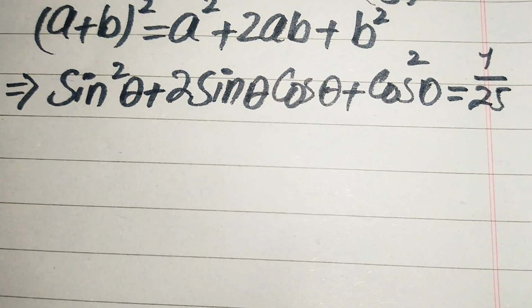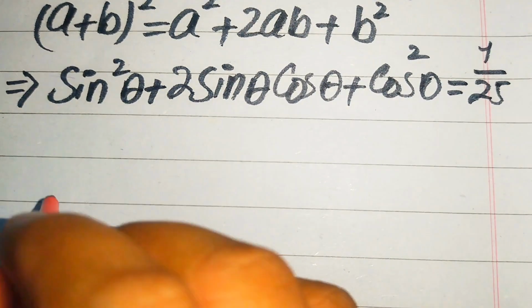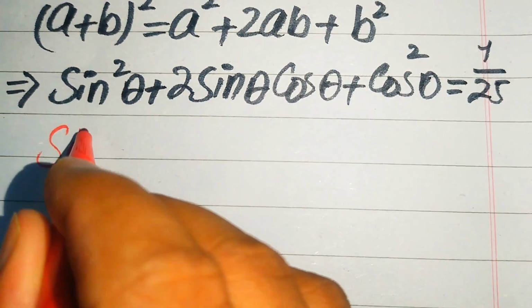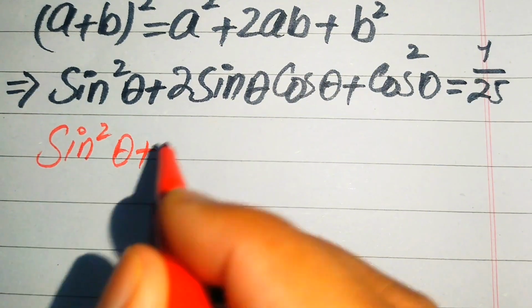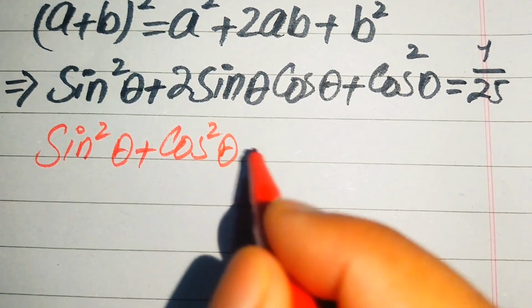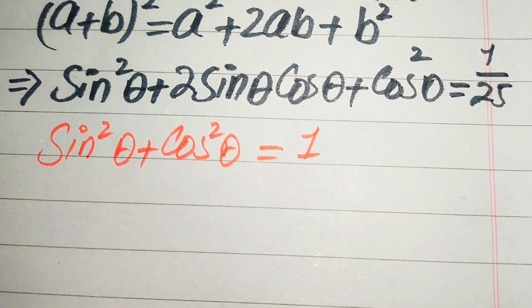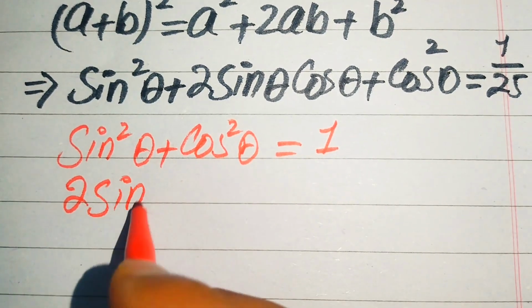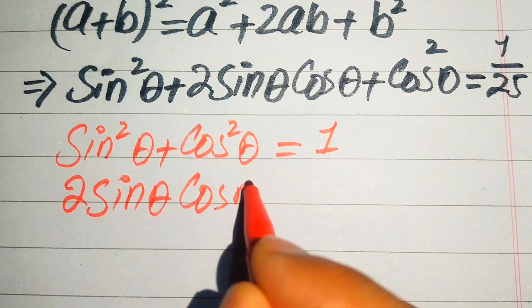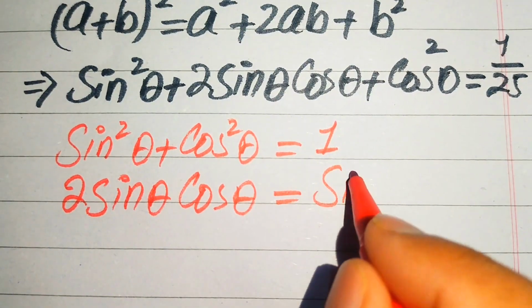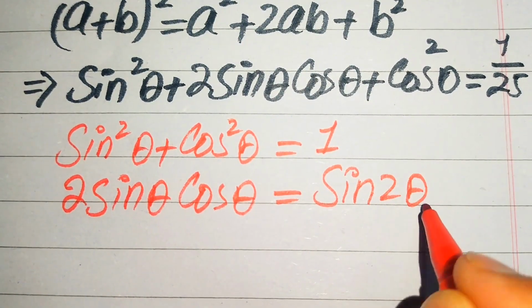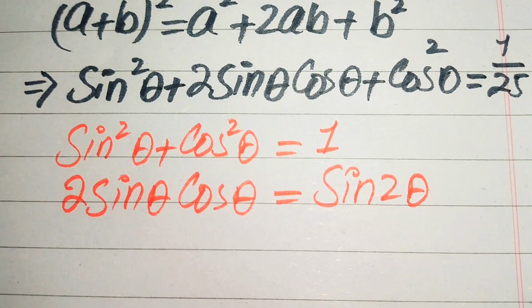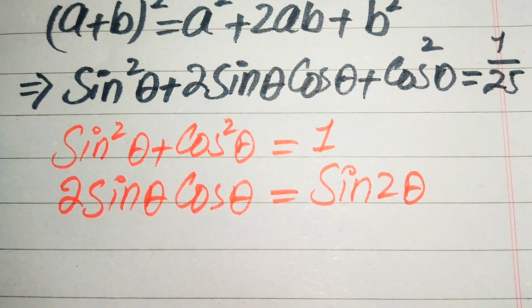So in the next step, we use two nice trigonometric formulas. You know about that: sine square theta plus cos square theta equals 1, and the second trigonometric formula we can apply here is 2 sine theta into cos theta equals sine 2 theta. This is the double angle identity. We use these two formulas in the above equation to simplify the terms.